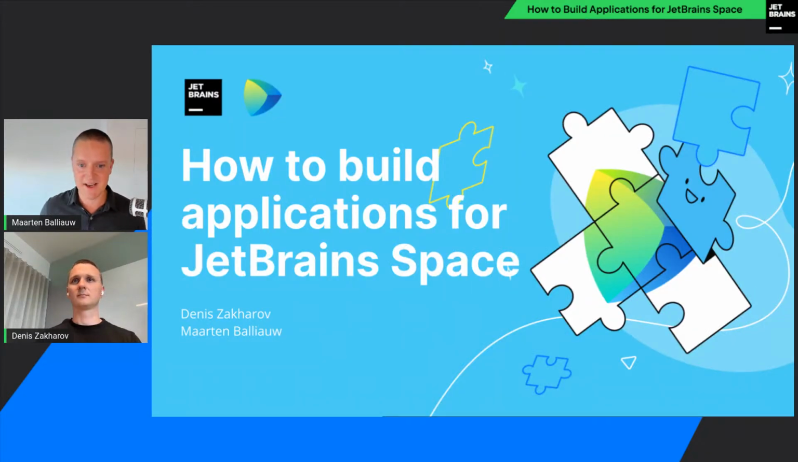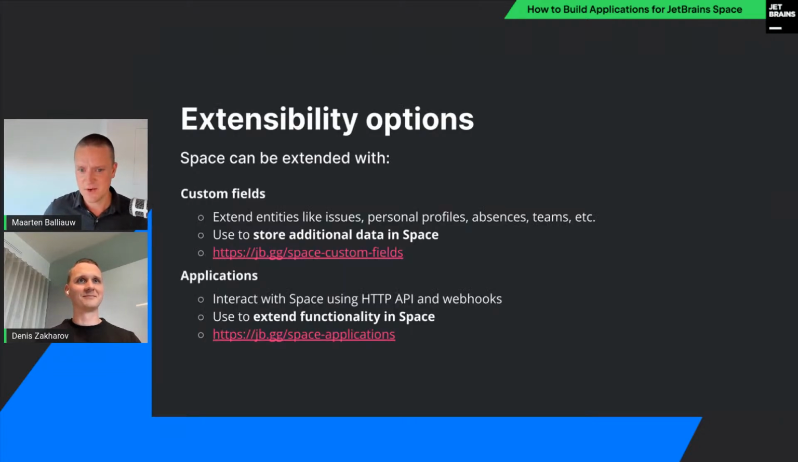And with that, let's see how we can build applications for JetBrains Space. First of all, before we dive into how you can start building applications, let's look at what the extensibility options are in Space currently. Right now, if you have tried Space already, you will see that you can extend Space with custom fields. So if you go into the administration area, you can extend existing entities like user profiles or absences or teams and stuff like that. And you can use those to store additional data in Space if you want.